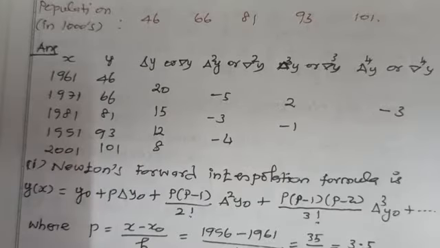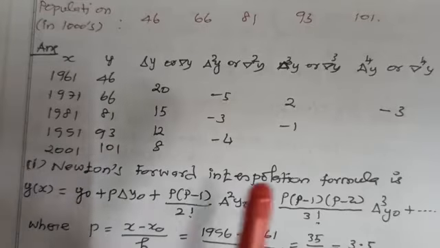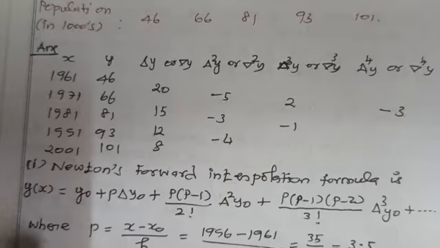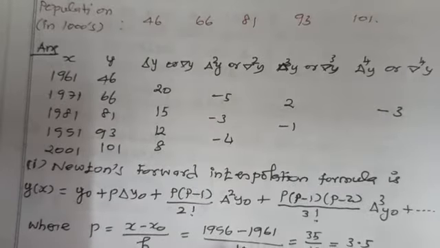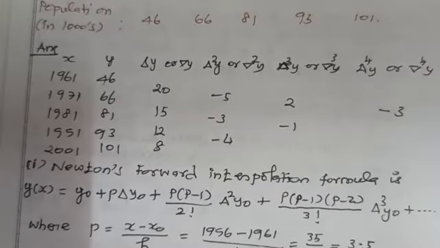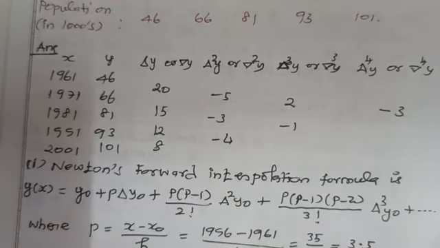In interpolation, there are two methods. First method is for equal intervals. For equal intervals, in this method there are two types. One is the Newton's forward method and second one is the Newton's backward method. And second one is for unequal intervals. For unequal intervals, in this method there are two types: Newton's divided interpolation formula and Lagrange interpolation formula.